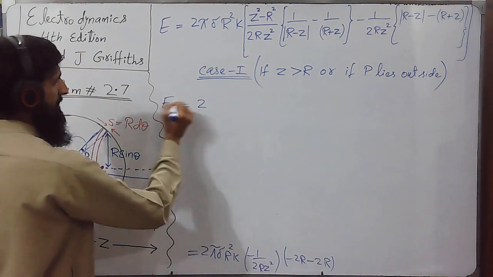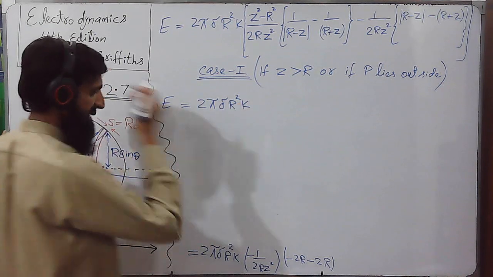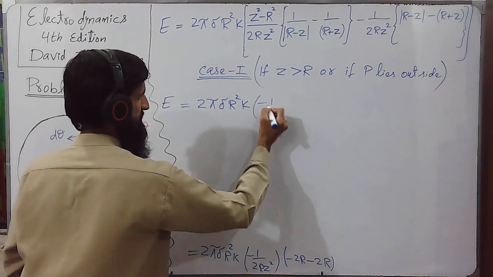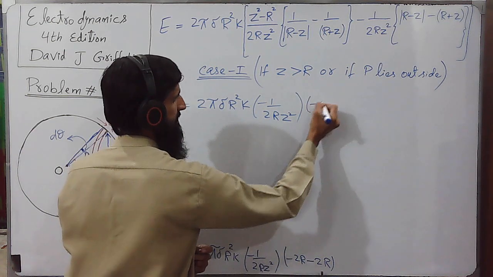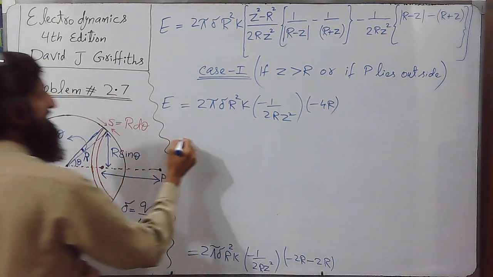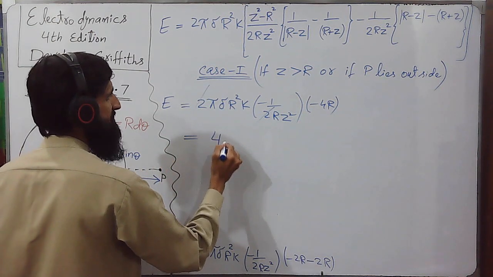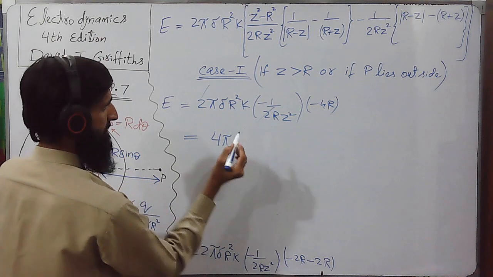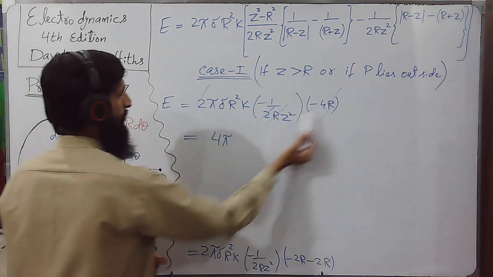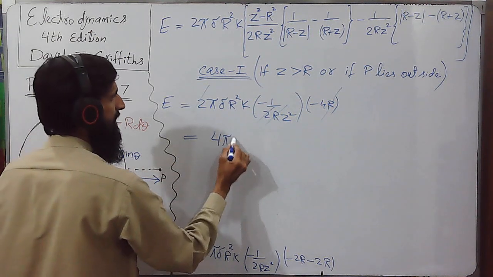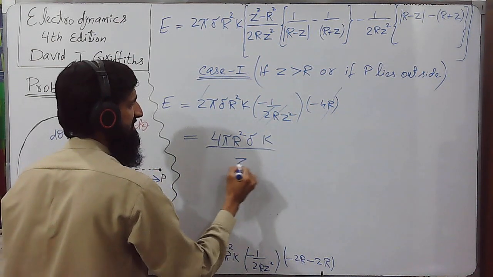Okay, now let's see what it becomes. Now it becomes E is equal to 2 pi sigma r square k, and once again minus 1 divided by 2 r z square taken here as it is, and now it becomes minus 4r. And in the next step, it's pretty clear that 2 and 2 have been cancelled out, negative multiplied by negative becomes positive, and finally it becomes 4 pi, and this r and this r also have been cancelled out. Now it becomes 4 pi r square sigma k, with z square in the denominator.